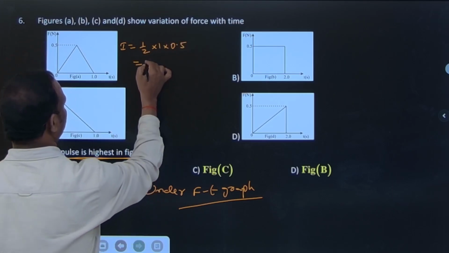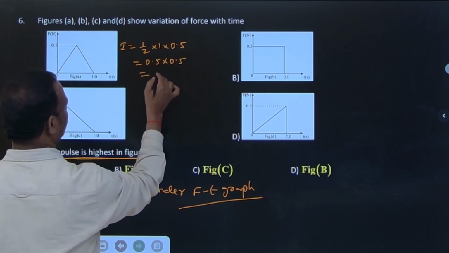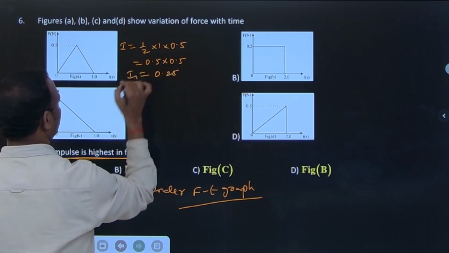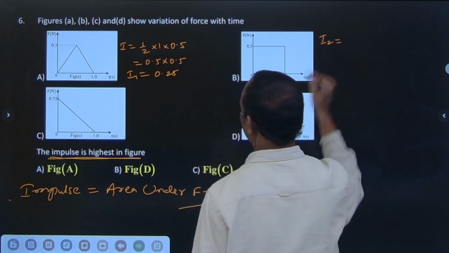Okay. So 1 by 2 means what? 0.5 into 0.5. 5 5s are 25, so 0.25. This is I1. You take it. Okay. Like I2, I'm writing this I2. So be patient with this.